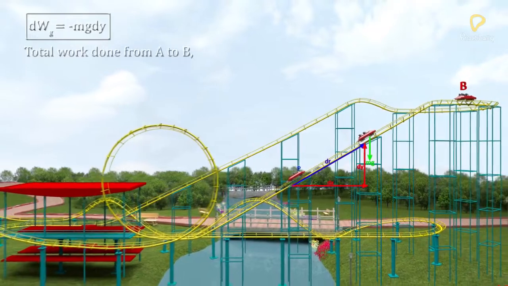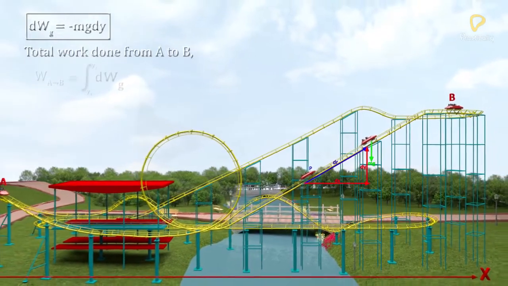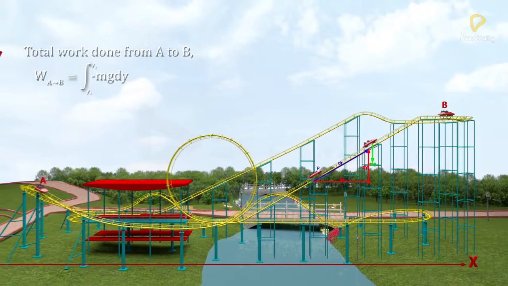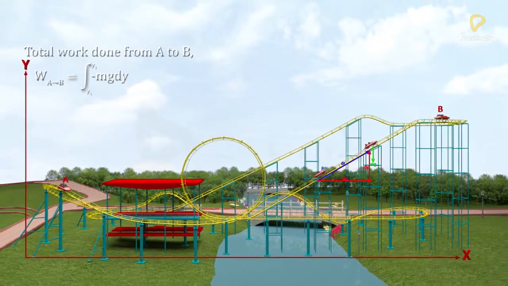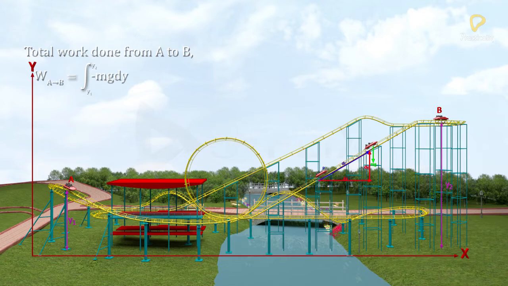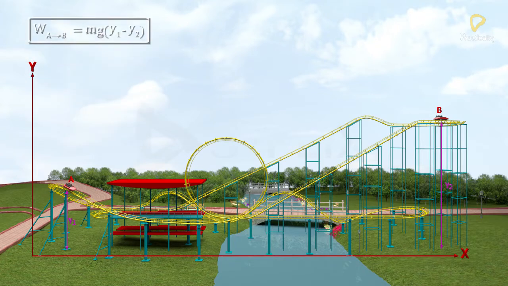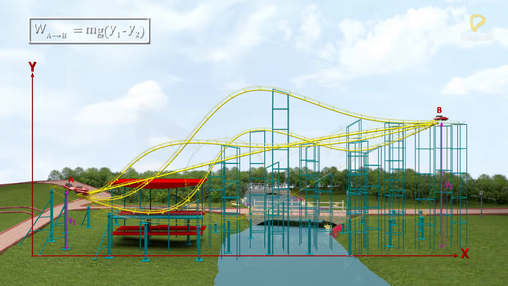The total work done by gravity from A to B is the integral of minus mg dy from y1 to y2, which is equal to mg (y1 minus y2). Observe that work done by gravity depends on the initial height y1 and the final height y2, and that it does not depend on the shape of the path taken by the object between those points.